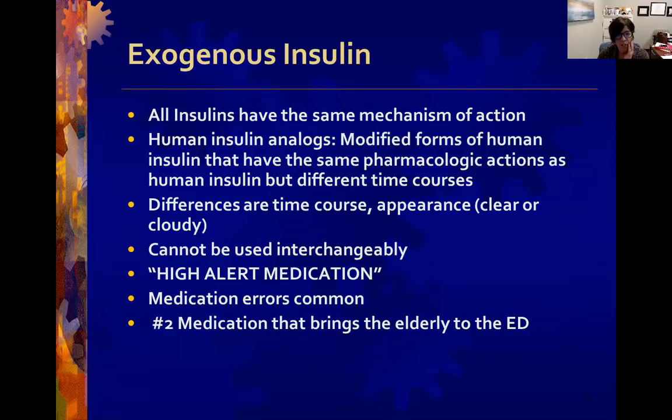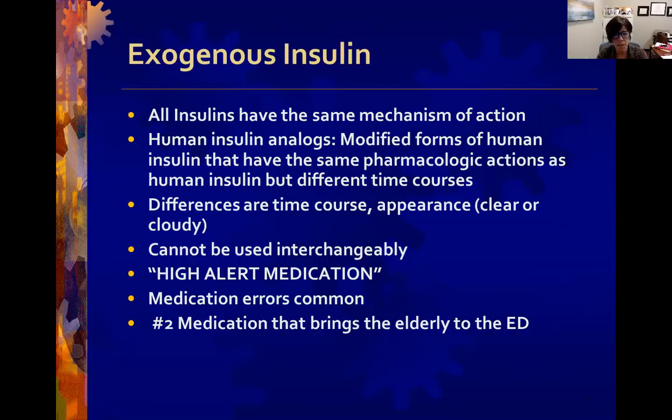So exogenous insulin. All insulins have the same mechanism of action. Basically, insulin allows the glucose to go into the cells. It's the key that unlocks the cells. So it feeds your muscles, it feeds your fat, it feeds your cells.